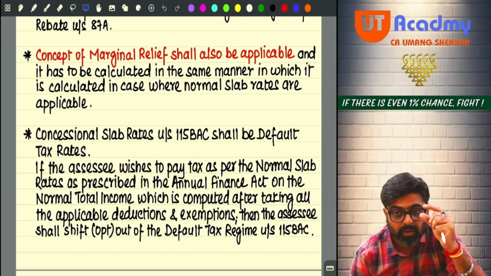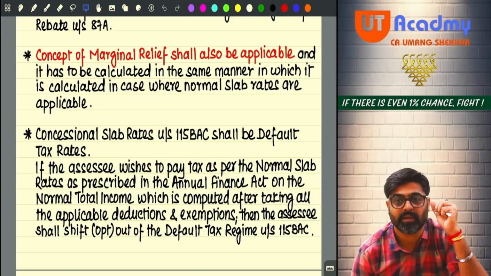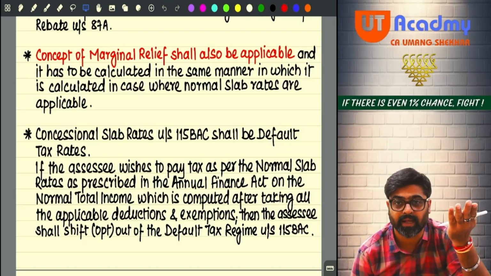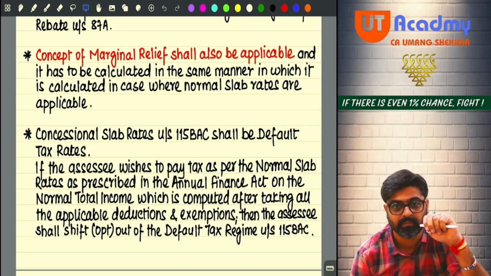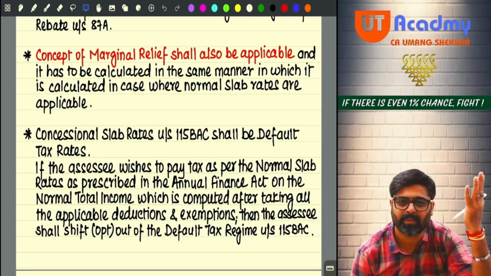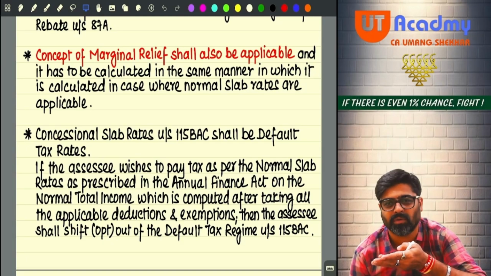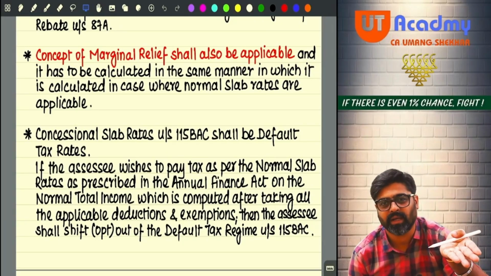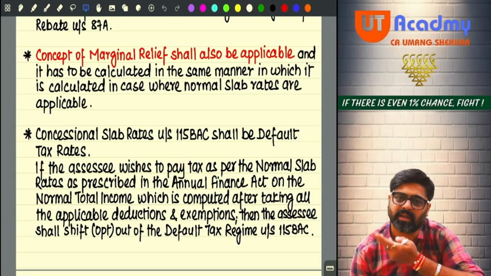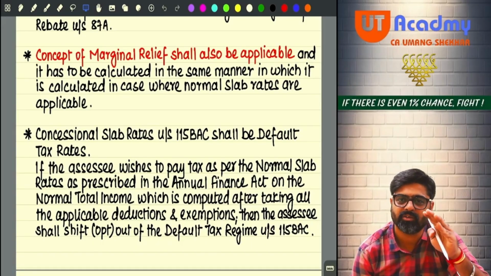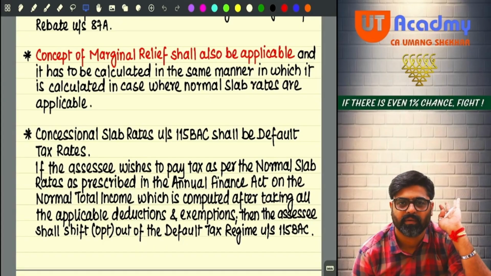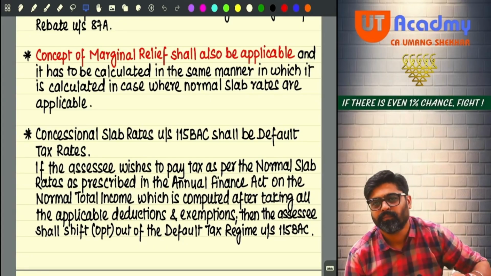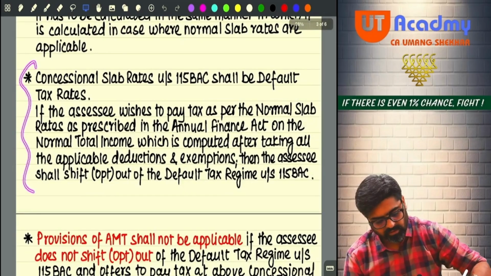Yes or no? Because of that surcharge or because of a higher rate of surcharge, if the increase in tax is more than increase in total income, then you get the marginal relief. The concept which you used to apply there will be applicable here also. There is no change. The only change is: apply normal tax rates and calculate tax, or apply 115 BAC rates and calculate tax. Everything is going to be same. Got it, sir? Now, please read this part.